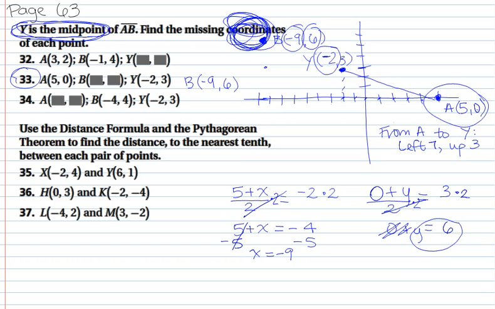Okay. Number 32 and 34 are both finding the endpoint. 33 is the only one, 32 is finding the midpoint. 34, you're finding the other endpoint. So 34 and 33 are similar. 32 is the only one that's different.